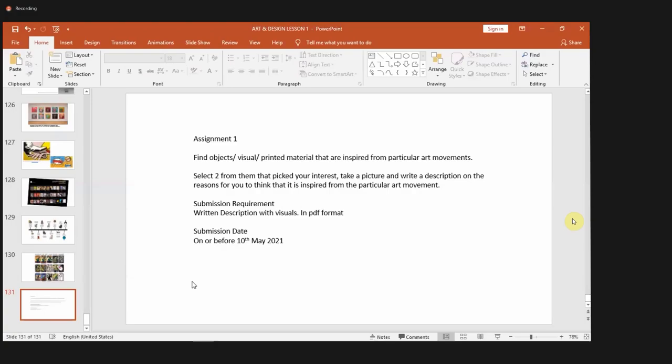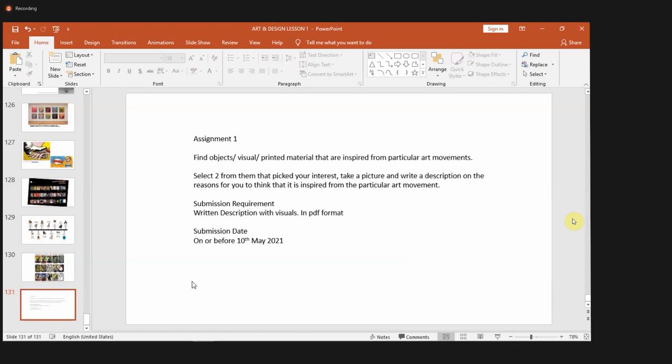Okay. I will give you an assignment. Find an object from around you. It can be furniture or a book or some clothing, whatever object that you think is inspired from a particular art movement. Select two of them, take a picture and write a description of the reasons why you think it is inspired from that art movement. For example, if you think it is inspired from cubism, then you have to describe why you think that it is inspired from cubism.